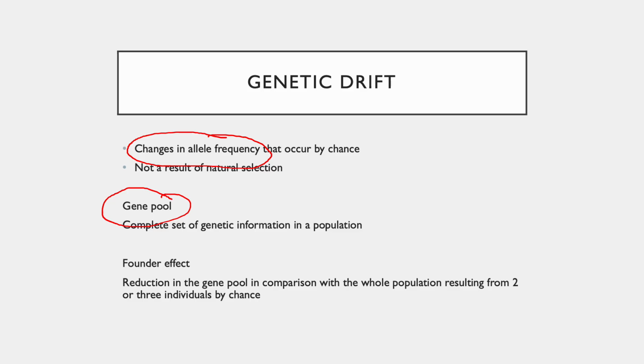The first one which you need to know is called the founder effect. The founder effect is that there is reduction in the gene pool. You can read it here, I've written it for you. It is reduction in the gene pool in comparison with the whole population, resulting from two or three individuals. So let's say a particular population has different types of individuals of different colors. Due to the movement of one or two individuals in that particular area towards another direction, just by chance, not because of presence of food or temperature, they are found to be dominant in a particular area as compared to the other colors which are dominant in the other area.